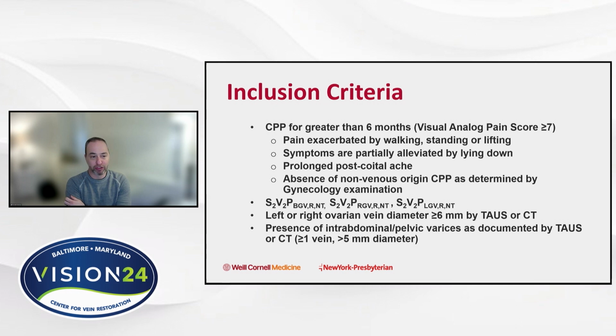So our inclusion criteria, like I was saying, we're really looking at a very disease-specific patient population. We want venous origin pelvic pain patients. So not only do they have to be defined as having chronic pelvic pain for a minimum of 6 months, so we know that this is chronic disease, they have to have a visual analog pain score of greater than or equal to 7. So it has to be severe disease.